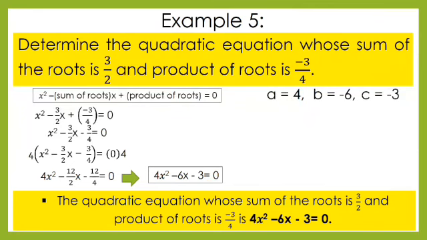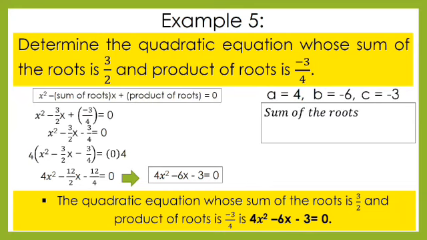After that, we will substitute the values of A, B, and C to sum of the roots and product of the roots. For the sum of the roots, x sub 1 plus x sub 2 equals negative b over a. We substitute b, which is negative 6, so we have negative times negative 6 all over 4. Negative times negative 6 is positive 6 over 4, and then we simplify it to lowest term. We now have 3 over 2.